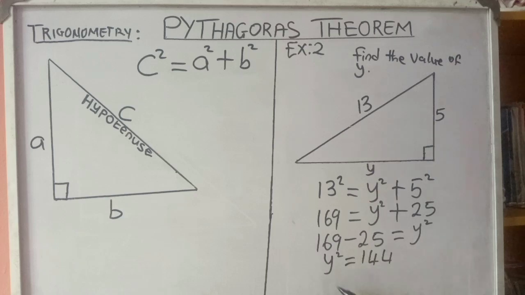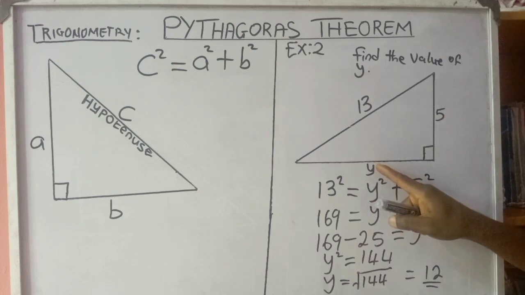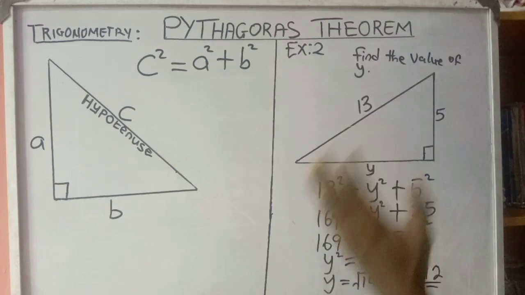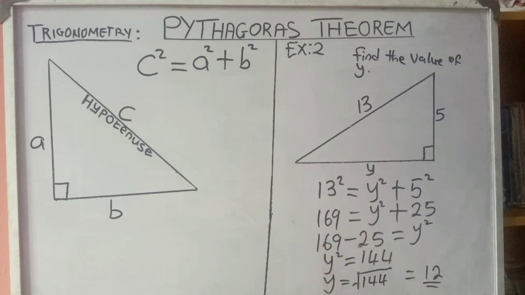Then you take the square root of both sides. That gives us y is equal to the square root of 144. Of course, the answer will be 12. So 12 is the answer to the question. That is to say, y represents 12. In that instance, 5, 12, and 13 are referred to as the Pythagorean triple. Pythagorean triple. Take note of that. The first one we solved, we got the three sides to be 3, 4, 5. That is to say, 3, 4, 5 are known as the Pythagorean triple.